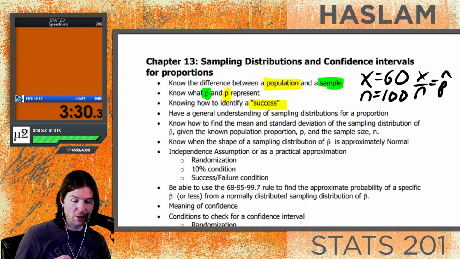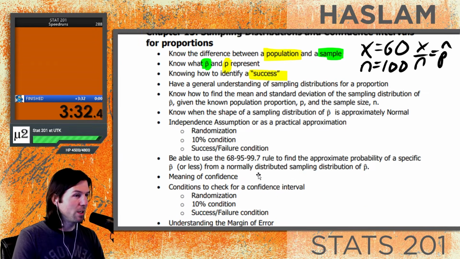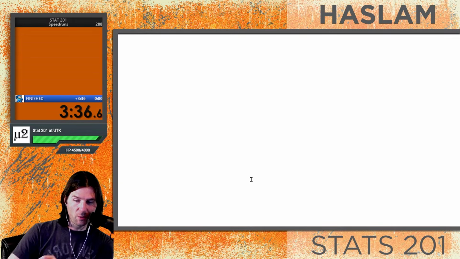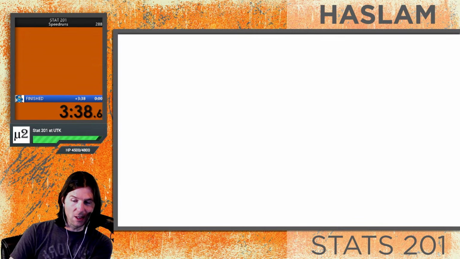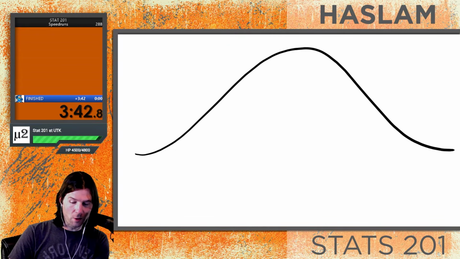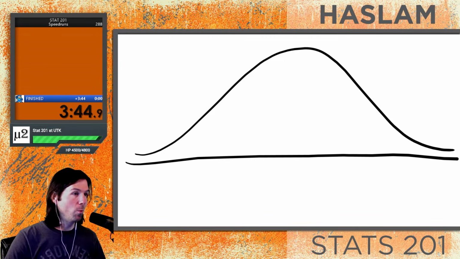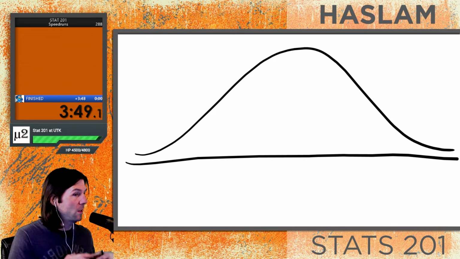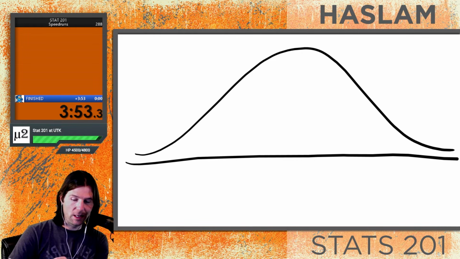Have a general understanding of sampling distributions for a proportion. Now this is where it starts to get a little bit more complex. The sampling distribution for the sample proportion is a theoretical idea. And what does that mean? Well, we don't really know what could happen, but we have an idea what might happen when we do this. Let's say we know that 70% of students at UT are in state. So we know the truth that 70% of students are in state.